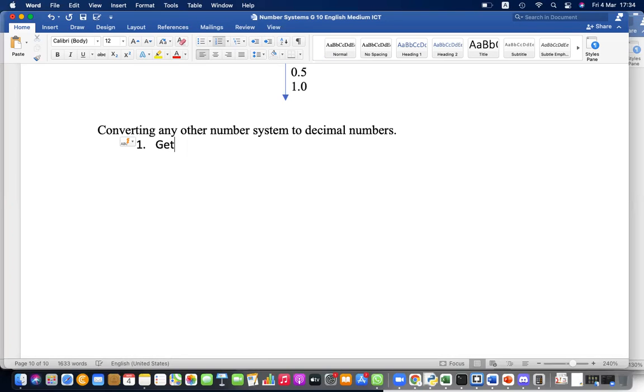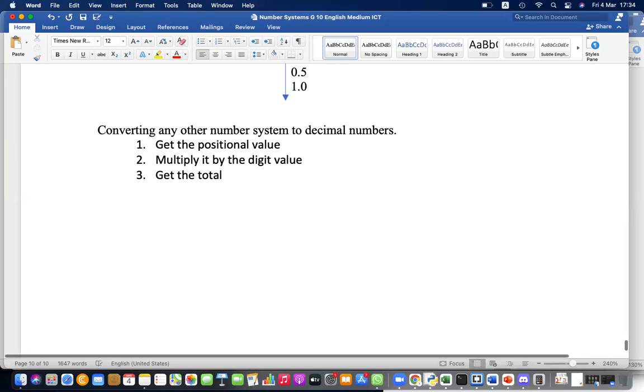Get the positional value. The method is this. Get the positional value, multiply it by the digit value, and get the total. So three steps, right? Convert, get the positional value, multiply it by the digit value, and get the total.